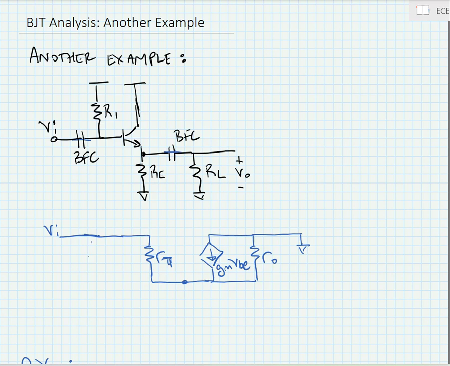Another example now. Okay, so we're going to look at another example for BJT amplifier analysis. So here we've drawn a common collector amplifier.